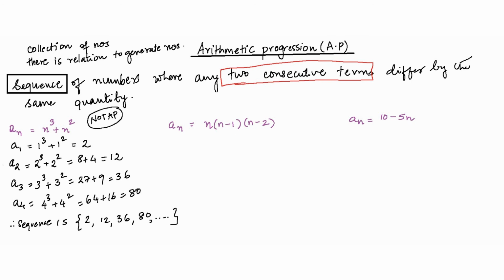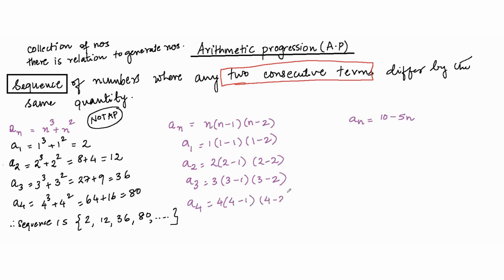Let us now find the value for the first four terms of the given expression. So A1 will be 1 into 1 minus 1 into 1 minus 2. A2 will be 2 into 2 minus 1 into 2 minus 2. A3 is going to be 3 into 3 minus 1 into 3 minus 2. A4 will be 4 into 4 minus 1 into 4 minus 2, right? So A1 will therefore be 0, A2 will also be 0, A3 will be 3 2s are 6, 6 1s are 6, and A4 will be 4 into 3 is 12, 12 2s are 24.